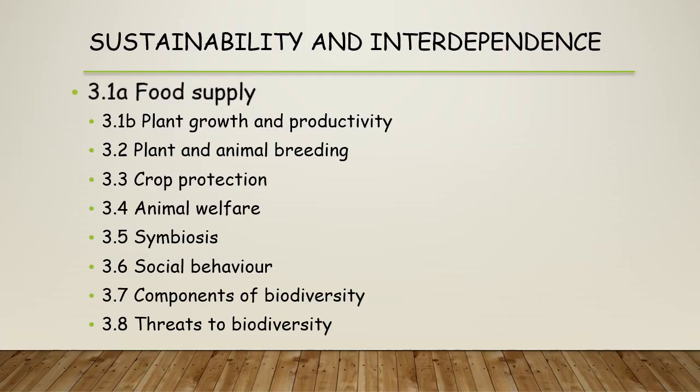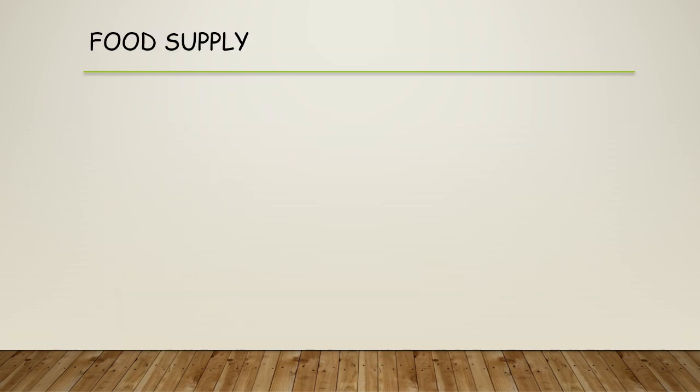So this is where we fit in to the whole look of the unit. So we're going to look at food supply. The second half of this key area is plant growth and productivity. We'll then look at plant and animal breeding, crop protection, and you'll see as we go through today's lesson how that then fits into what we're talking about today. We'll then go on to animal welfare, symbiosis, social behaviour, and then biodiversity, both the components of biodiversity and the threats to biodiversity. So throughout Unit 3, we're going to look at interdependence, so how organisms interact with each other.